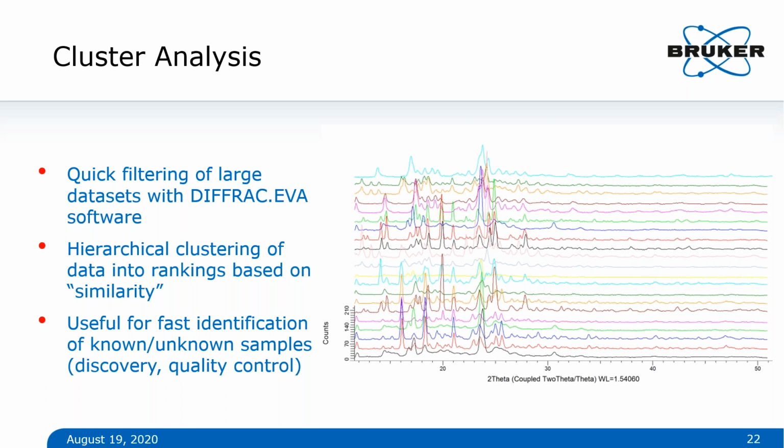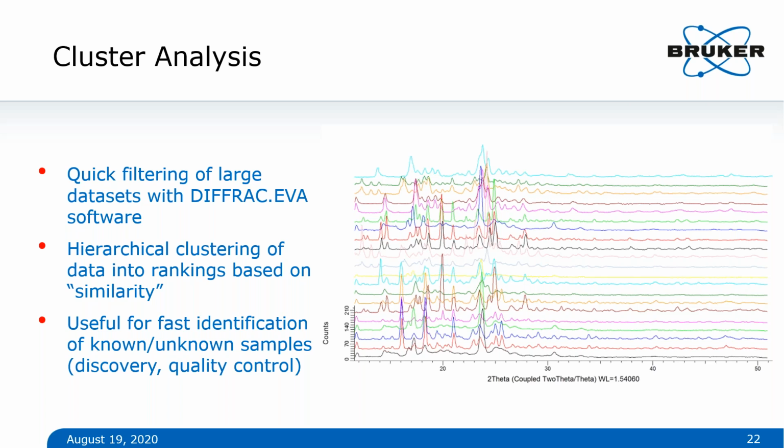So one of the big pushes in recent years is machine learning or large data set handling, especially as computers have gotten faster and more powerful. Within the DIFFRAC.EVA software suite, which comes with the D2 Phaser and with all of the diffractometers available from Bruker, is the ability to filter these large sets of diffraction data into similarities. So we sort these out based on families.